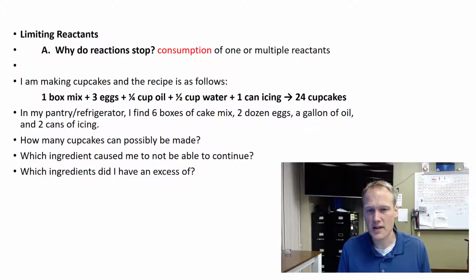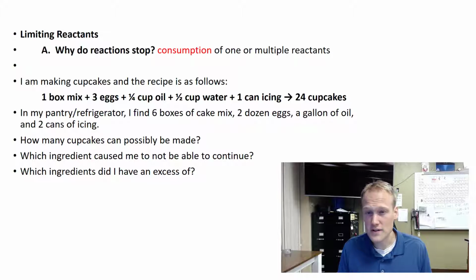Let's say that I'm making cupcakes and I need the following ingredients: 1 box of mix, 3 eggs, some oil, water, and some icing. And I know that those ingredients will make exactly 24 cupcakes. And then I look in my pantry or refrigerator and I find 2 boxes of cake, a couple dozen eggs, and the rest of what I need. The question is, how many cupcakes can I make from these ingredients?